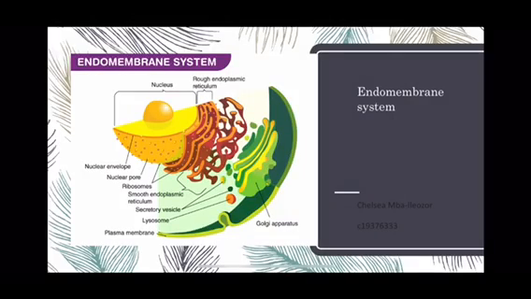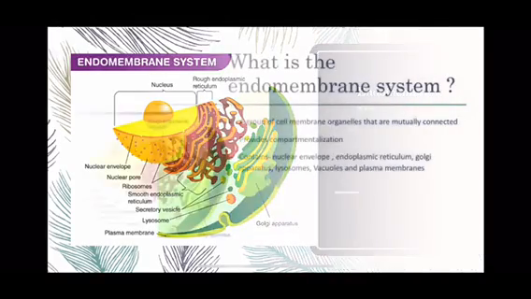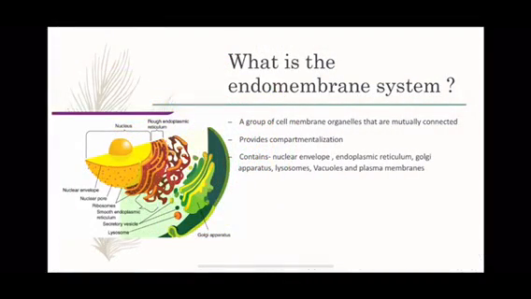Today I'm going to be talking about the endomembrane system. It's basically a group of cell membrane organelles that are mutually interconnected, either by being directly continuous with one another, or by sending one another vesicles. It provides compartmentalization, which allows different places in the cell to have different environments.